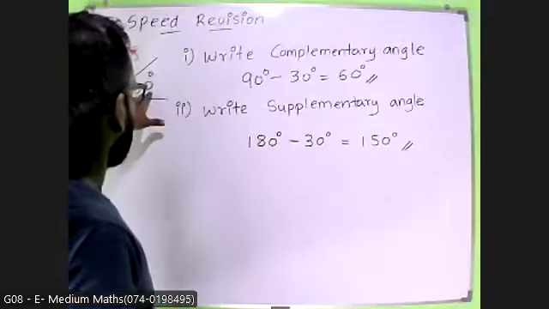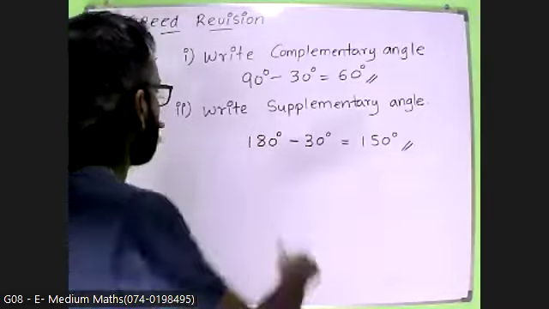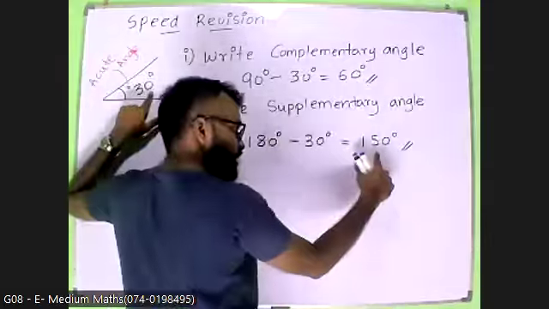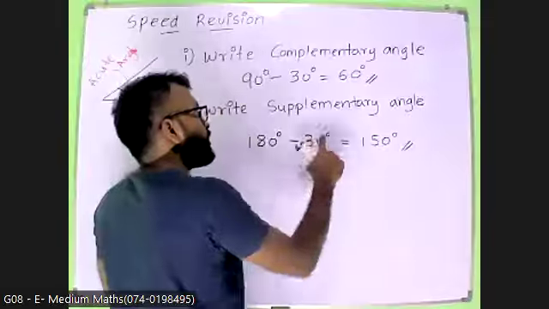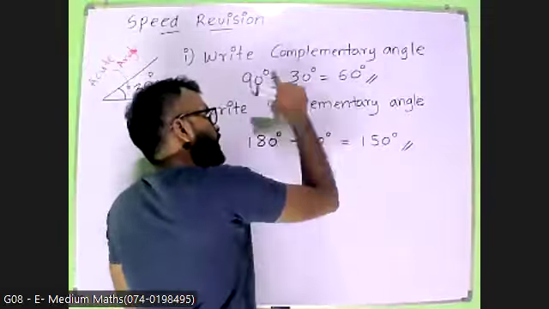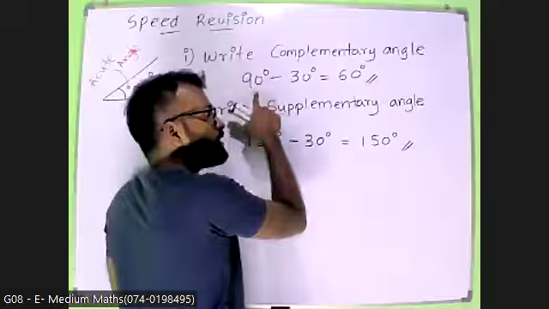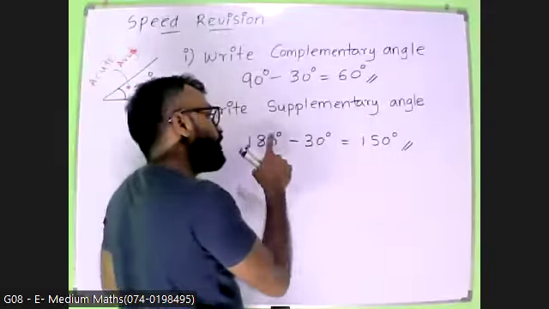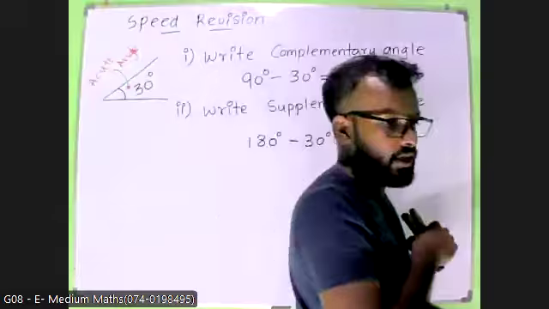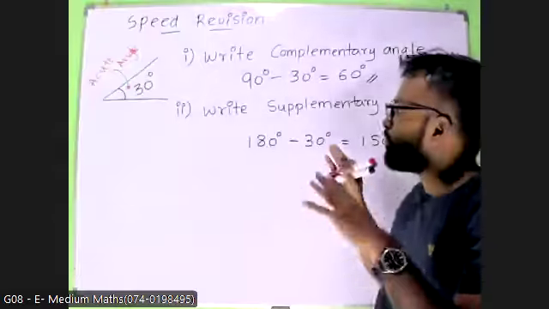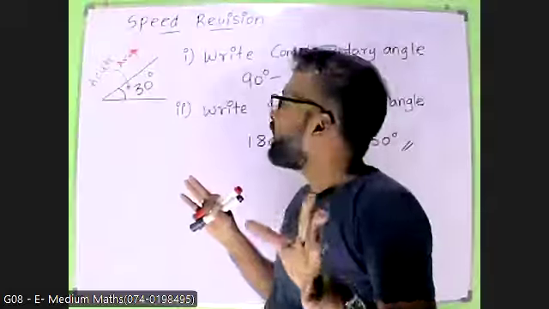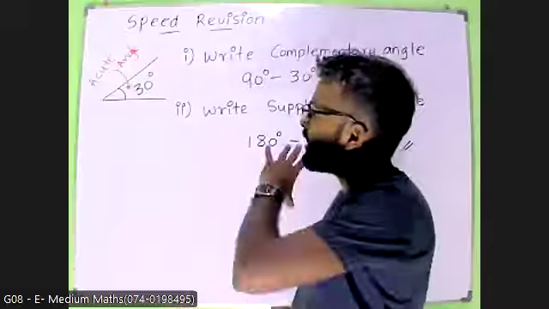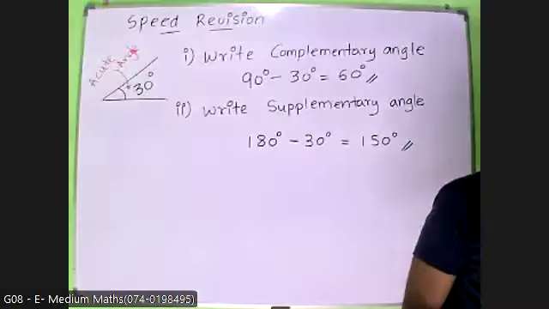Right? So the supplementary angle of this 30-degree angle is 150. This is how we are going to find it. If you hear the word complementary, it should complete 90 degrees. If you hear the word supplementary, it should complete 180 degrees. Right? So these things will help you to do your term test. I am randomly discussing the questions from everywhere.